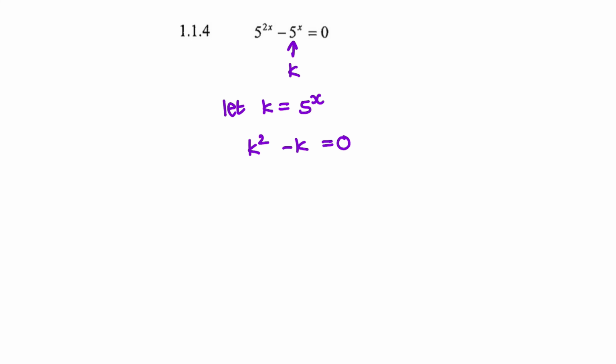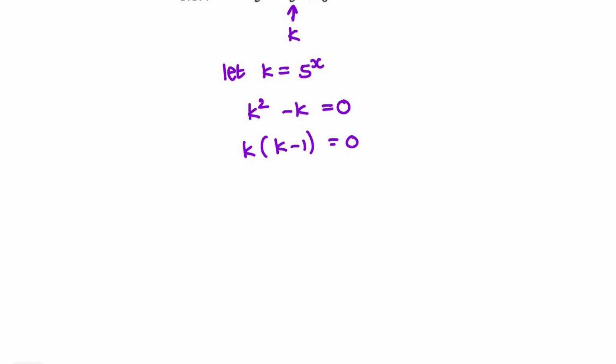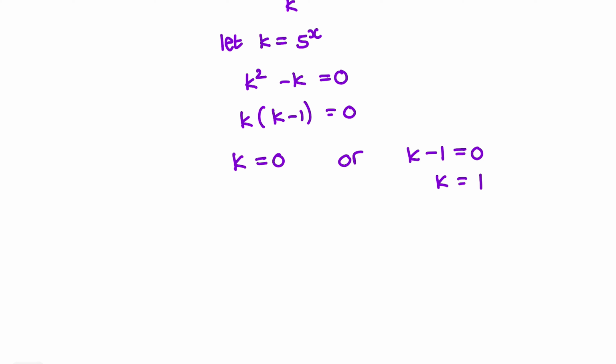Now I can see there's a common factor of k. So I factorize out the k, and I have k minus 1 in brackets. And then I solve the equation in terms of k. So I set k equal to 0 and k minus 1 equal to 0. So I have k equals 0 or k minus 1 equal to 0. So therefore k can be 0 or 1, but this does not solve for x.